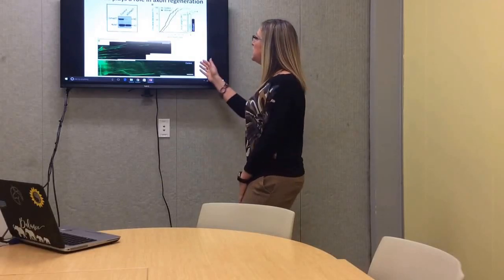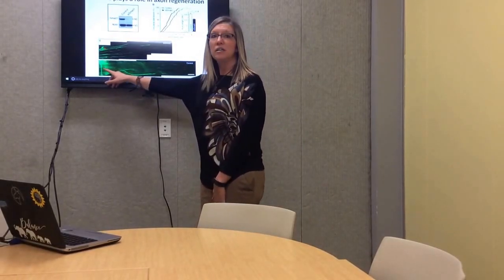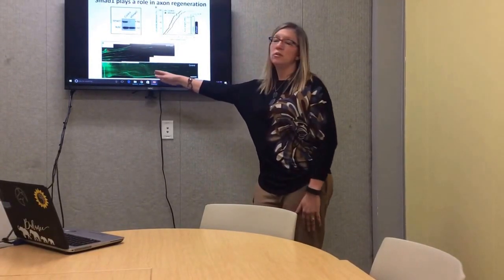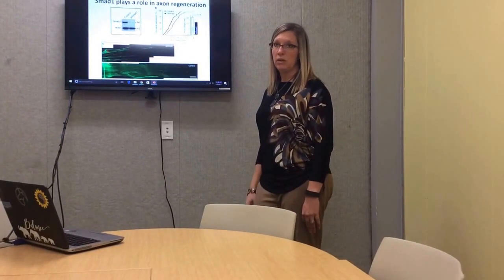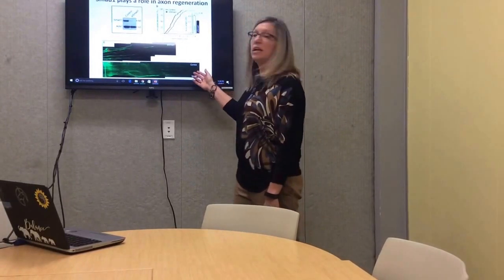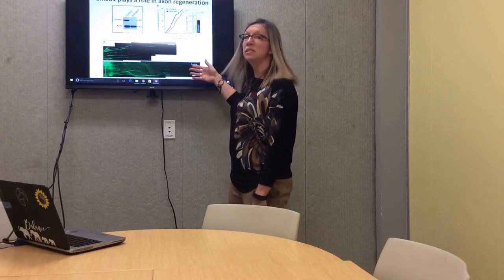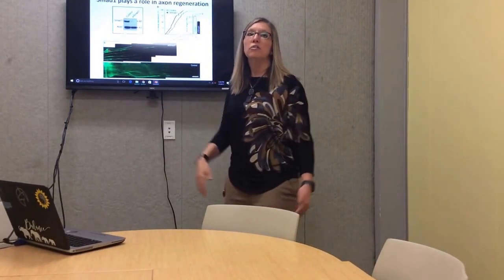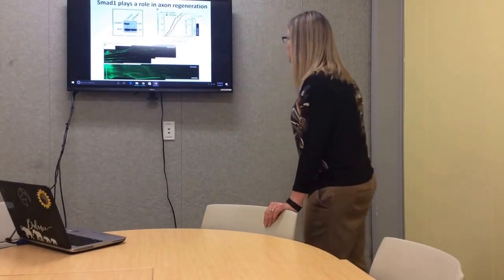So what we can see is if we do the crush injury on the axons, which is shown by the red arrow, you can see that the green fluorescent protein labeled, GFP labeled axons, are those that are regenerating. You can measure the length and count the numbers. So what we saw, you can see in the picture, is that the control axons are much longer than those axons that have the SMAD1 decreased protein.